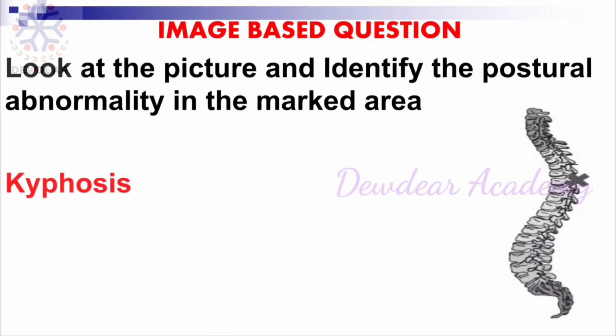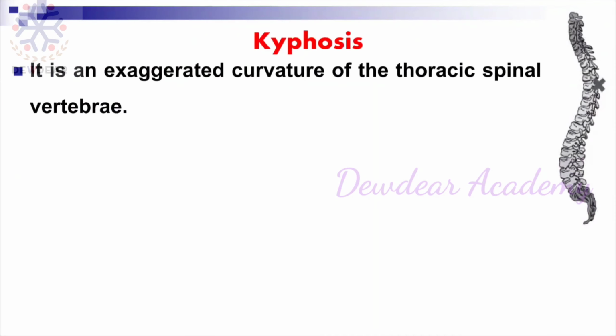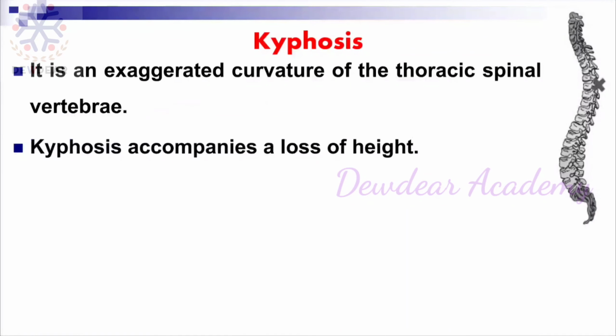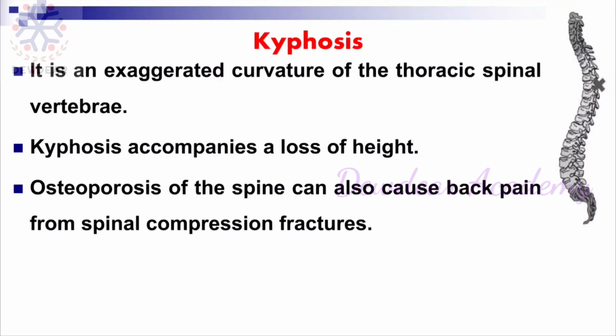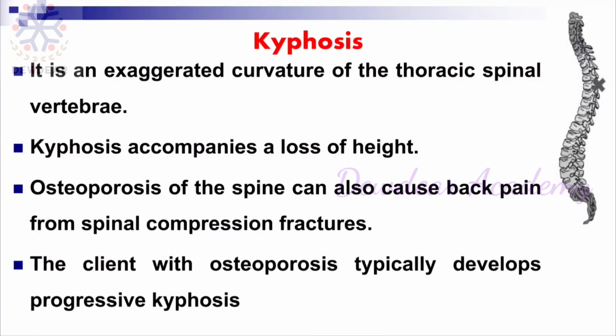Answer is kyphosis. Kyphosis means it is an exaggerated curvature of the thoracic spinal vertebra and it accompanies a loss of height. Osteoporosis of the spine can also cause back pain from spinal compression fractures. The client with osteoporosis typically develops progressive kyphosis.